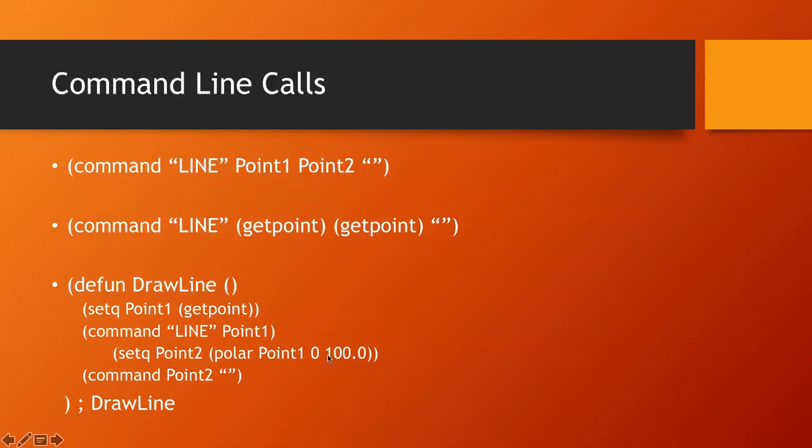And in case you're wondering what is going on here with that math, I calculated point 2 with some polar math. So it starts from point number 1, goes to 0 degrees, 100 distance. So this little function, summing it up, it prompts for the user to select a point and then immediately draws a line at 0 degrees, 100 distance from that point. So very quickly, I could do rather complex things.